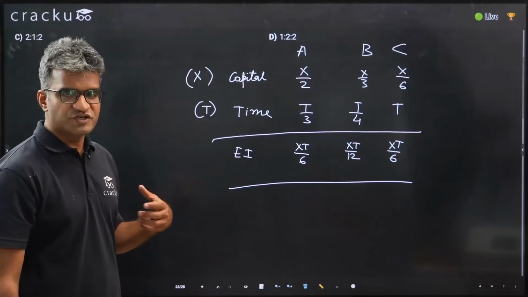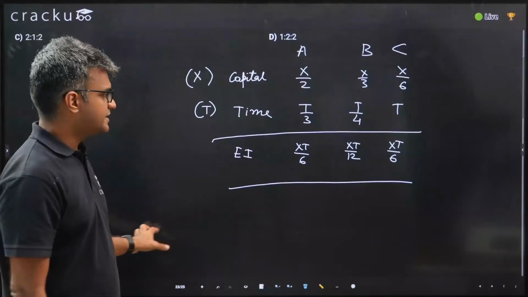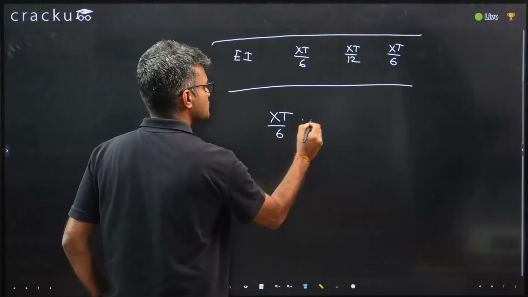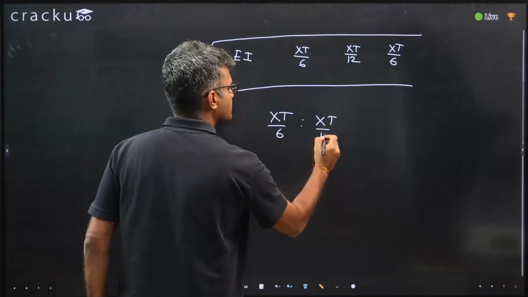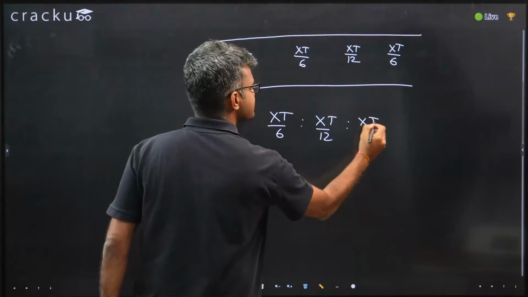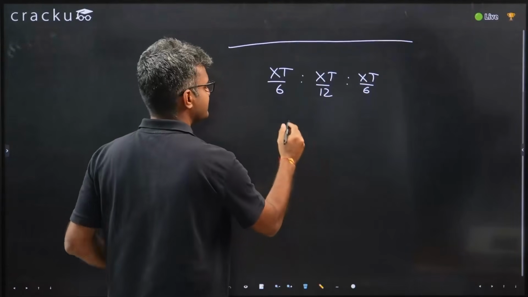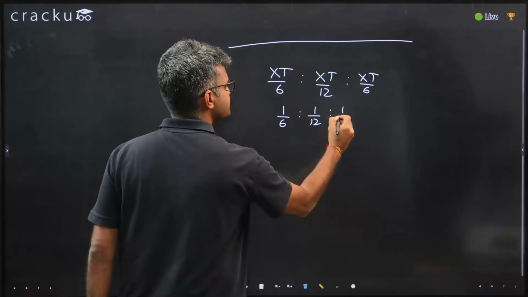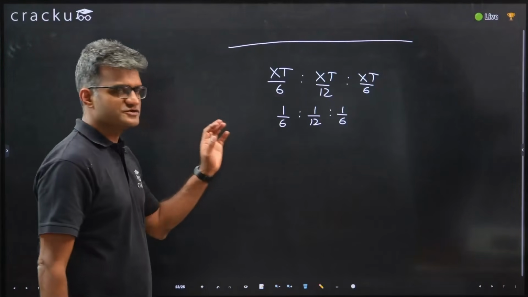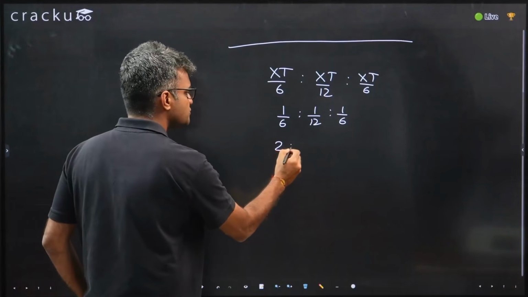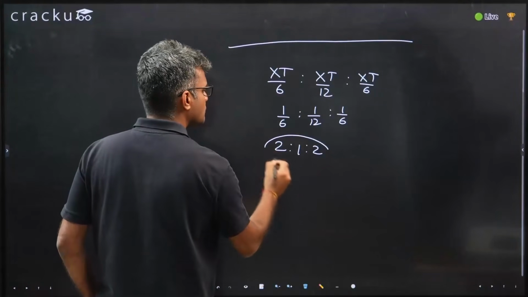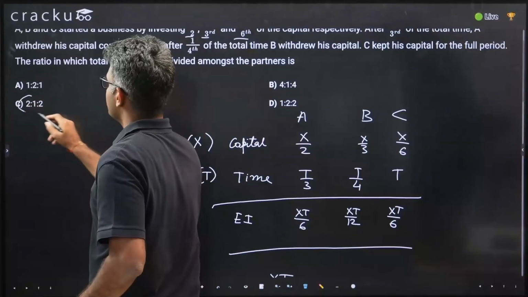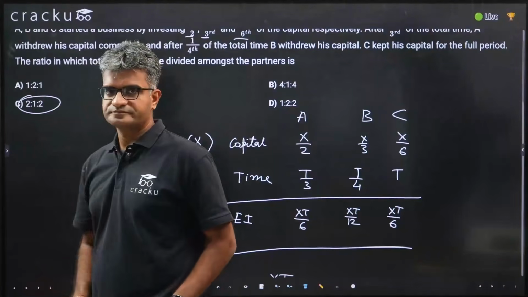Therefore, if you are looking at the ratio in which they divide their profits, it will be XT by 6 is to XT by 12 is to XT by 6, which, you can divide everything by XT. 1 by 6 is to 1 by 12 is to 1 by 6. You can multiply these ratios with 12. You are going to get 2 is to 1 is to 2. So the answer for this particular question is option C, which is 2 is to 1 is to 2.